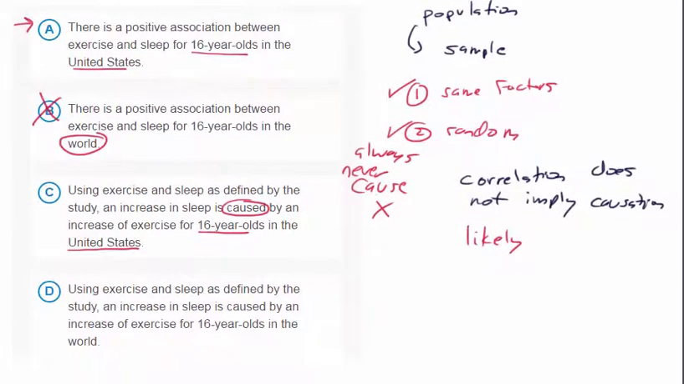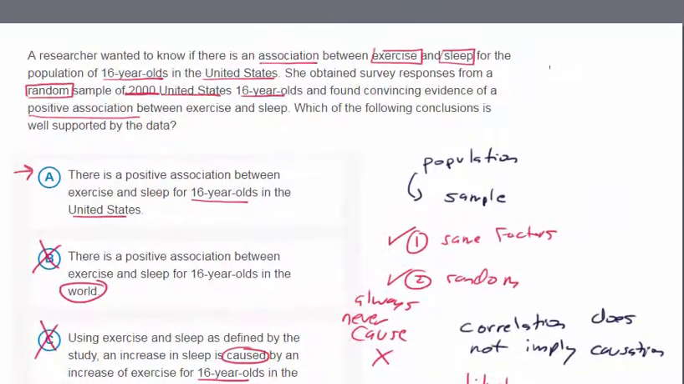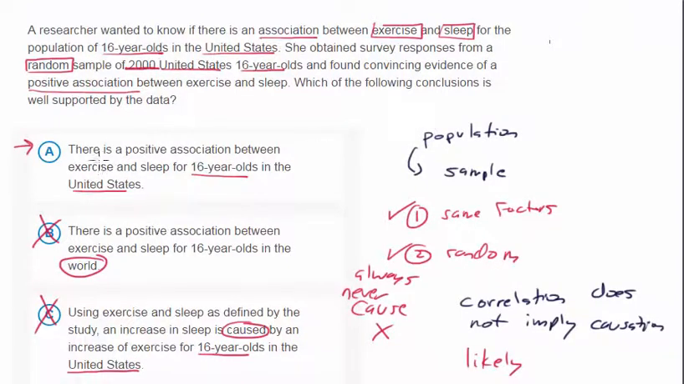And let's take a look at D. Using exercise and sleep as defined by the study, an increase in sleep is caused by an increase in exercise for 16-year-olds in the world. We know this is wrong because it has the word cause, and so all we can say is that these two move together. There's a positive association, and so the answer is A.